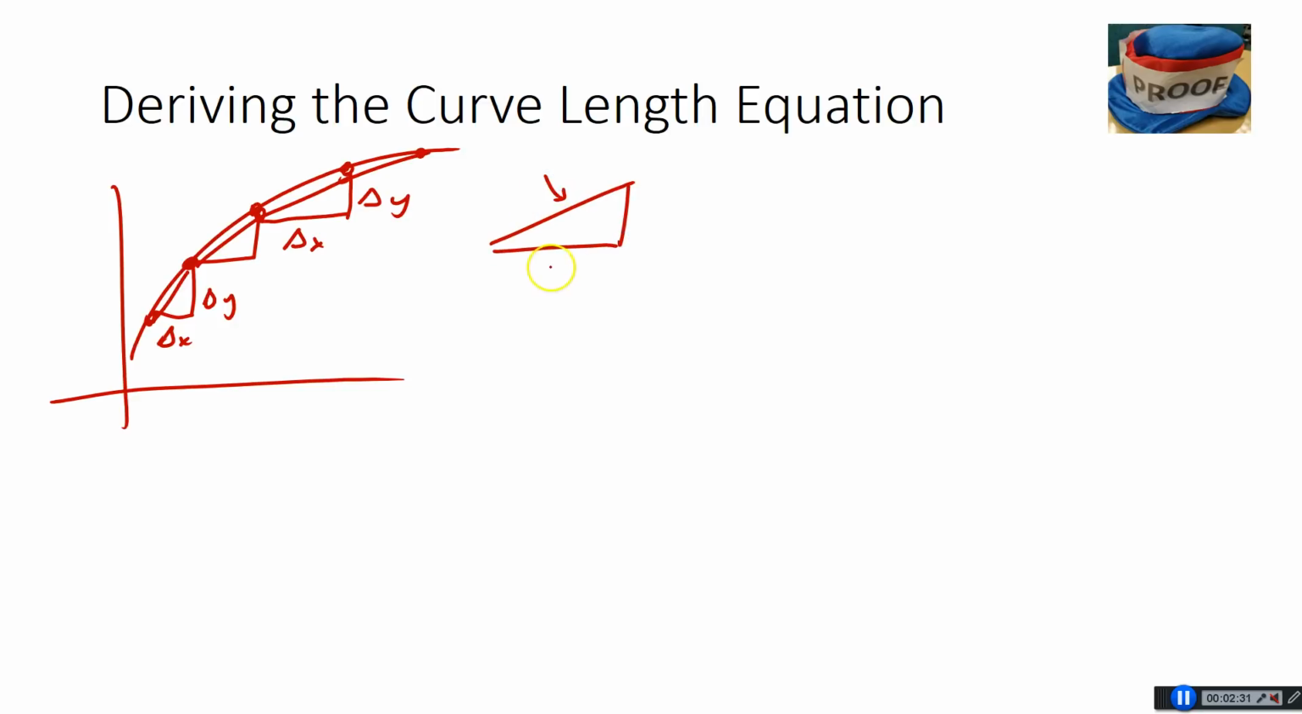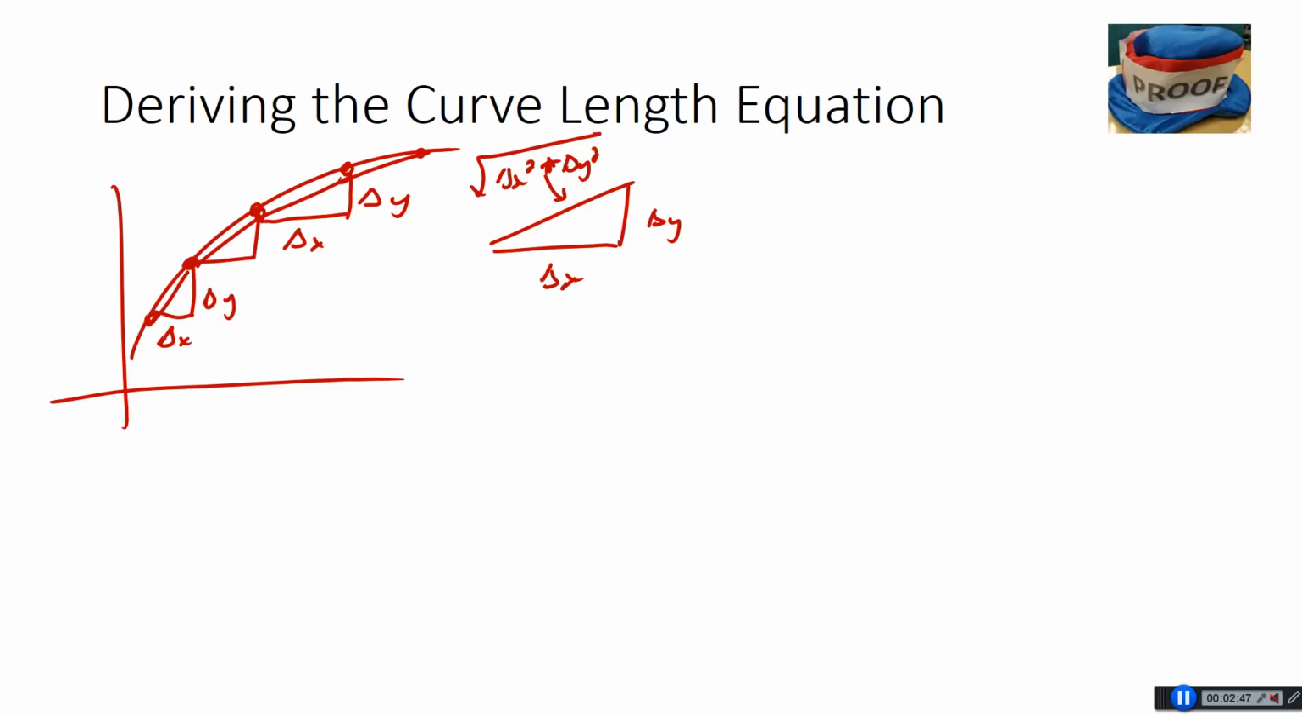So if we have delta x and delta y, this guy is going to be the square root of delta x squared plus delta y squared, because delta y squared plus delta x squared equals the hypotenuse squared, so it's the square root of the sum of the squares.